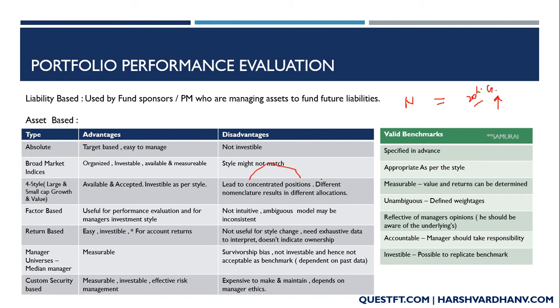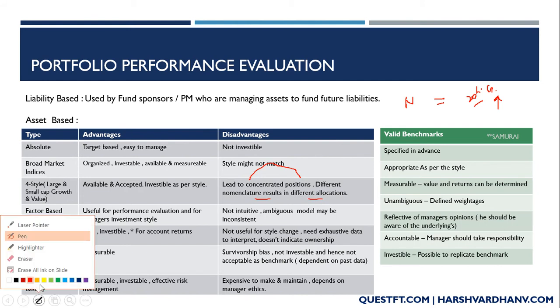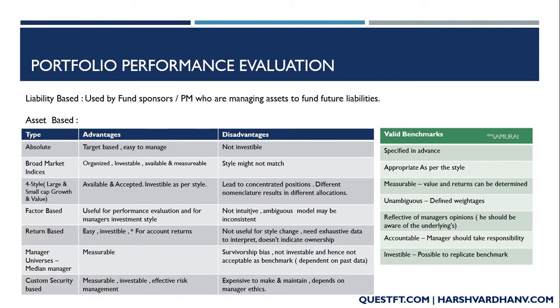So this can lead to a concentrated position, and different nomenclature results in different allocations, because certain countries will not define those as large cap. Certain countries will define a different threshold for being a large cap stock. Say in India, maybe 1 trillion is the definition of a large cap, and in the US it might not be. So it depends on what nomenclature the market is following.